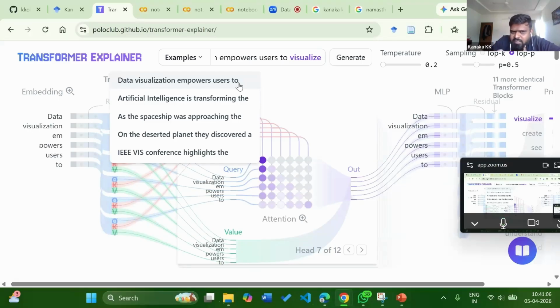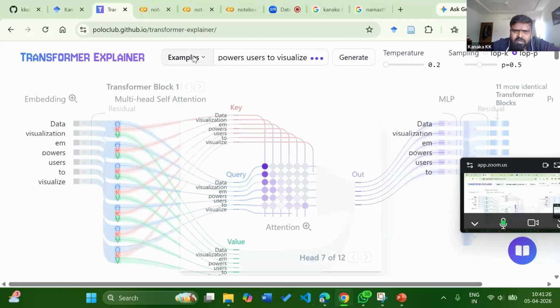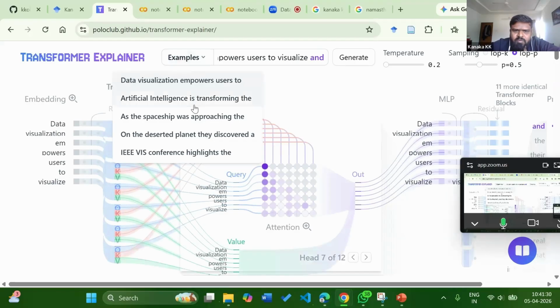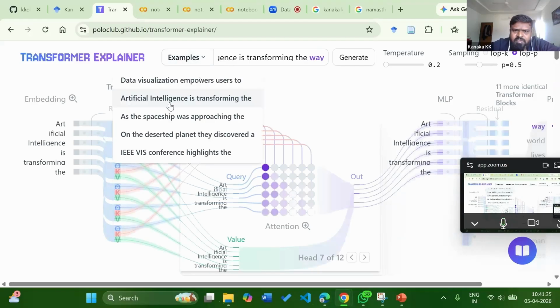The task for this model, the transformer or LLM, is to predict the next word. If you enter anything into ChatGPT, it will predict the next word. For example, if I enter "data visualization empowers us to"... Sorry, I have to take a fresh one because I have already used this. We will take a different example: "Artificial intelligence is transforming the".